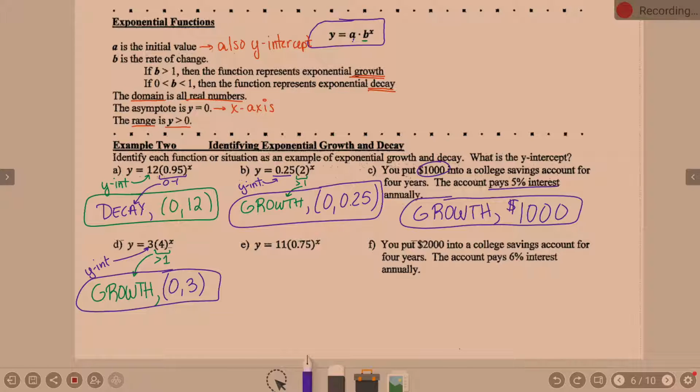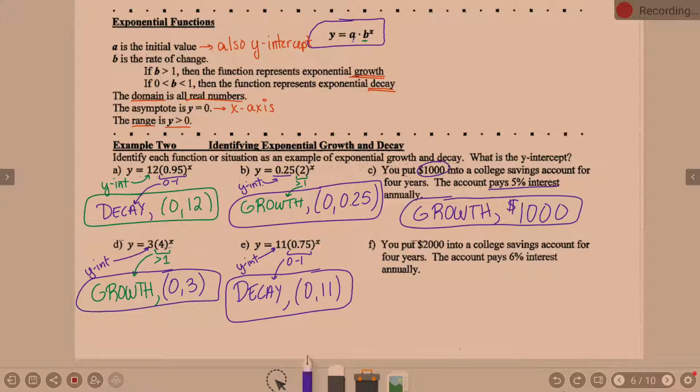Okay. E. Is E growth or decay? Decay, because 0.75 is a number between 0 and 1. And what is our y-intercept? The y-intercept is that a value out front, which is 11, as an ordered pair, (0, 11).